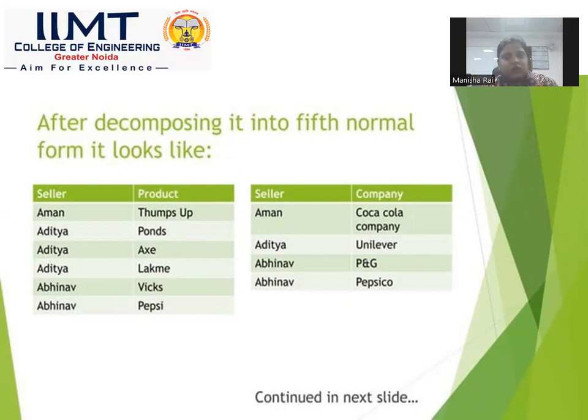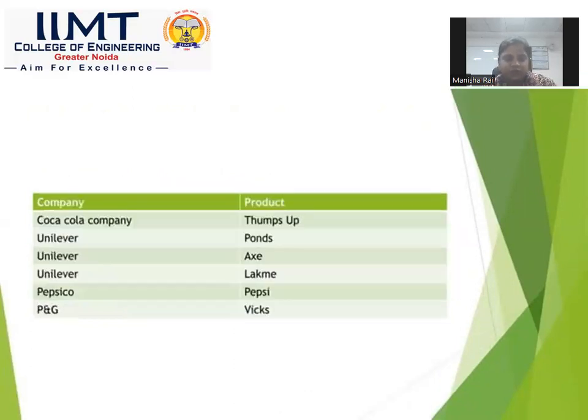After that, now look at the same column which is represented in both tables. That is seller, common to table number 2 and table number 3. So we will remove that and combine product and company together. When we combine product and company together and get a new table, no new entry should be allowed. So is a new entry present here or not?